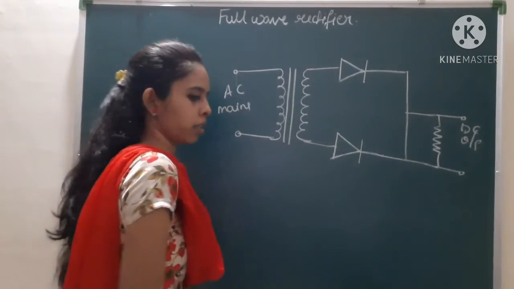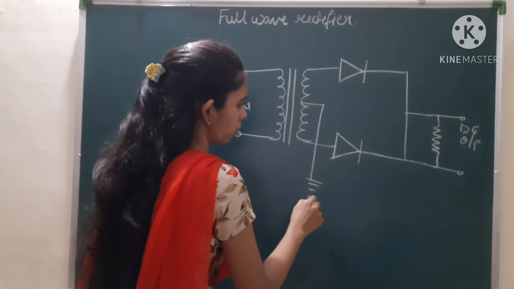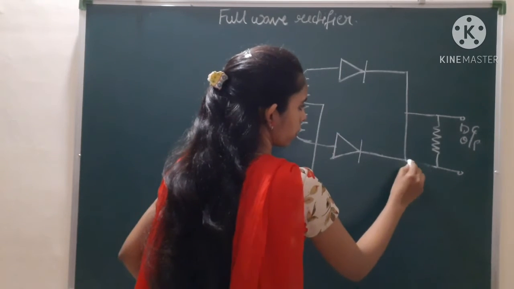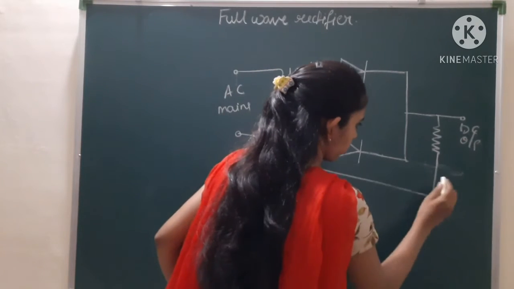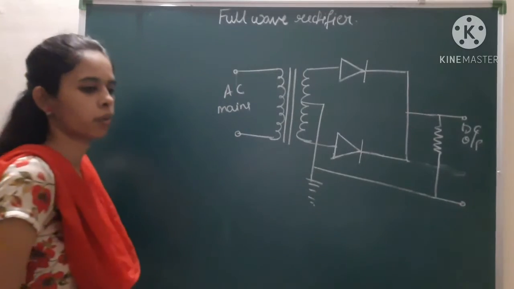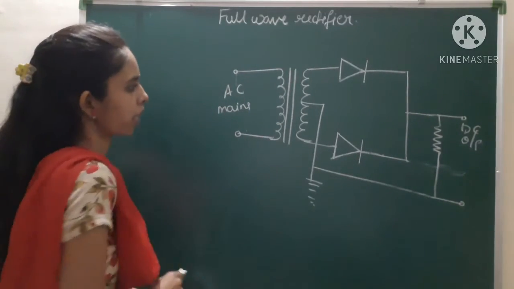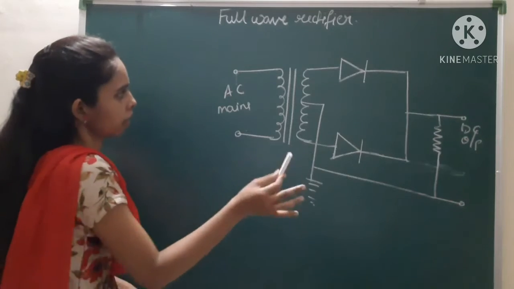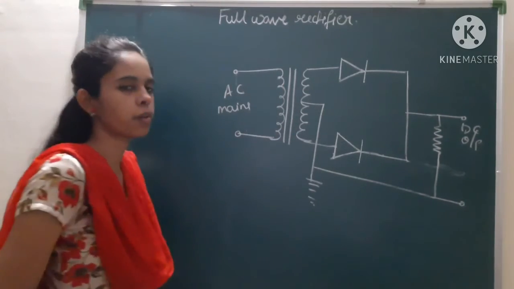Now here we are going to connect this to ground. This is the output you will get. Now if you see in the diagram here, I know the diagram is a little bit tilted, but let us see how the full wave rectifier works.